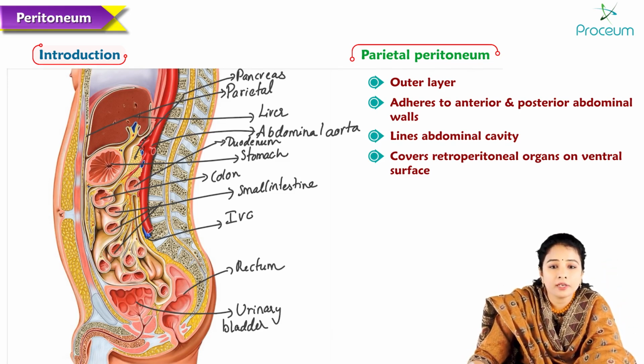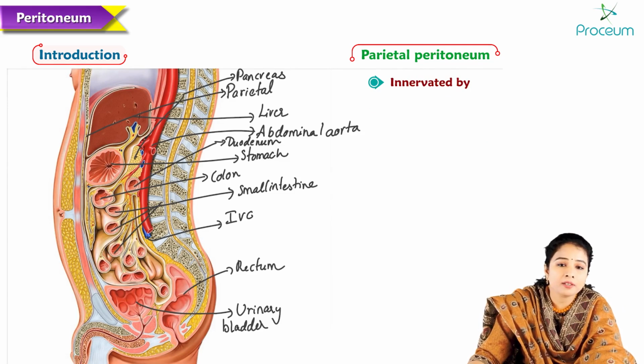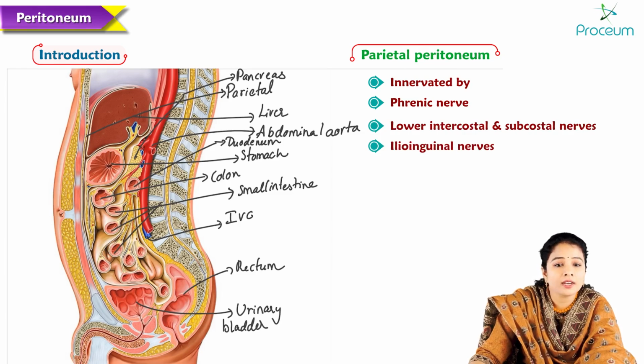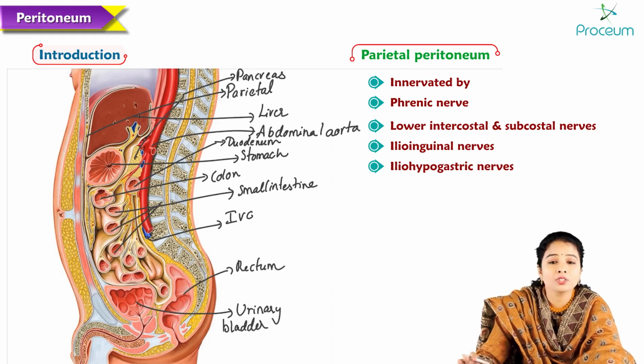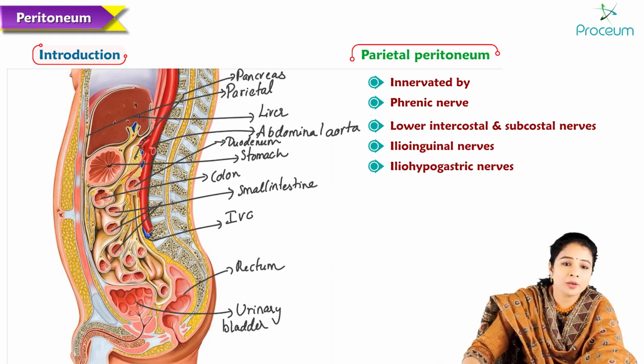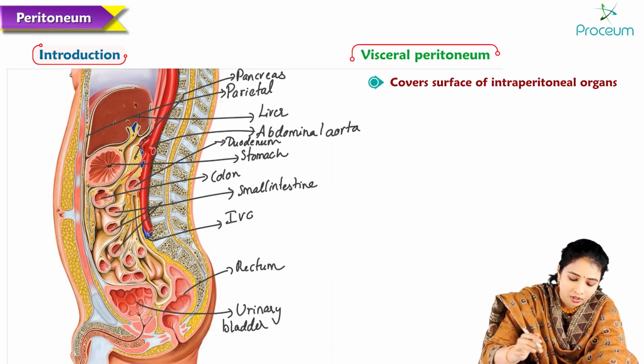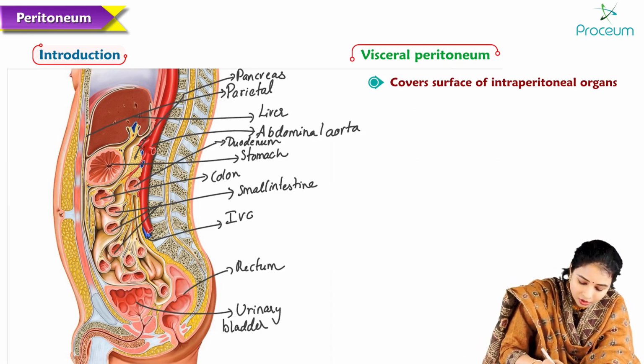So the parietal peritoneum is innervated by the phrenic nerve, lower intercostal nerves, subcostal nerves, ilioinguinal nerves and iliohypogastric nerves. Because parietal peritoneum developmentally it is along the body wall, so it is supplied by the somatic nerves. Visceral peritoneum covers the surface of intraperitoneal organs. So we can see the reflection of visceral peritoneum along the organs.